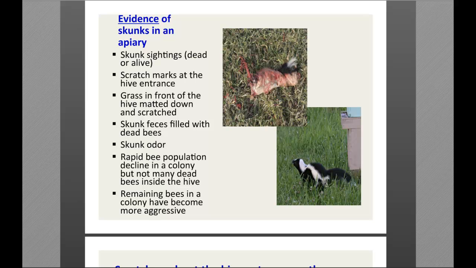If you're thinking about what do I check when I'm in the bee yard in terms of evidence, of course, if you see dead or live skunks, then of course you know that's what's out there. Another thing would be to look for scratch marks at the hive entrance. You might also notice, and I've seen this a number of times, where the grass would be matted down on the front, and the grass is scratched, the soil is even dug into sometimes.